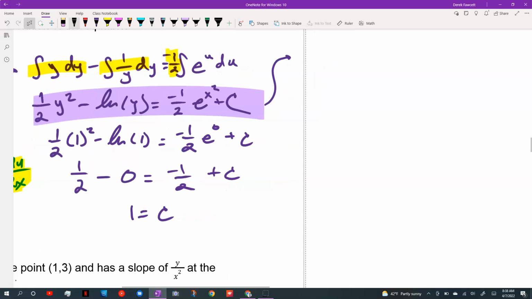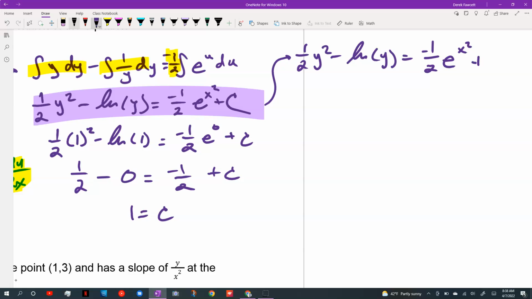And it's going to be 1/2 y squared minus the natural log of y is equal to -1/2 e to the x squared plus 1. So that's the exact solution. And looking at that, I do not think that there is a way to get it to just y. So we are going to stop right there. That is a particular solution, and I really don't believe there's a way to go ahead and solve for y. So we're just going to stop right there. That's as far as we're able to go with this one.